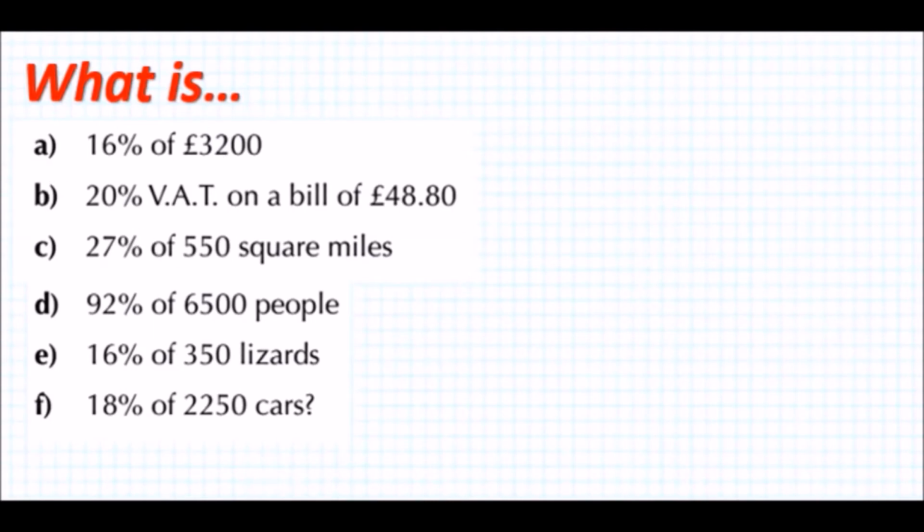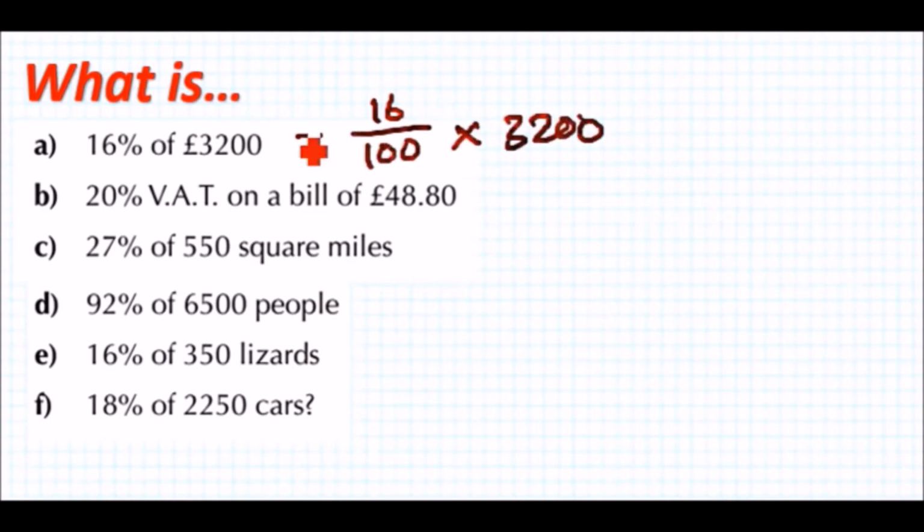Part A, 16% of 3200. Well, let's make our life easier. So always do it this way. 16% means 16 per 100, 16 over 100, that's what percent means, times 3200, and that is what of means. Now, to do this, you simply multiply the numbers head on, or to make life slightly easier, we could always try and cross simplify if you're working with hundreds and tens.